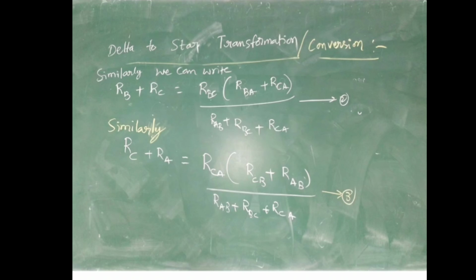Make it as equation number 2. This is the equation number 2. Similarly, we can write another delta connected arm equivalent, RC plus RA. The two resistances we have to assume: RCA is in parallel with RCB plus RAB. The equivalent resistance is this one. This is the equation 3.